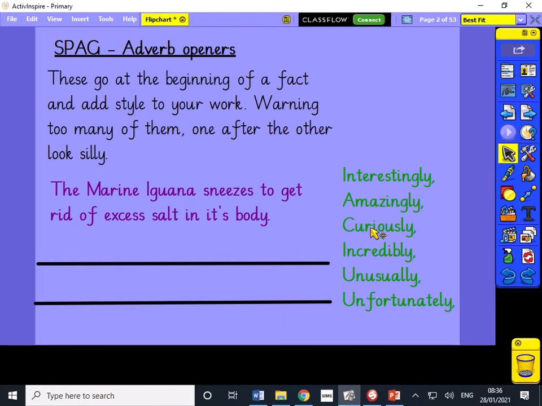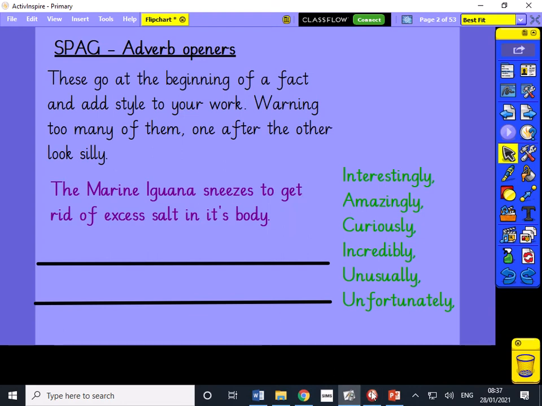I could put curiously, the marine iguana sneezes to get rid of excess salt in its body. Unusually, because it is a very unusual thing to do, to sneeze to get rid of salt in your body. Usually you use your kidneys for that. Unfortunately, that wouldn't really work with this one. So make sure that you pick the right one, that you don't use one that might sound good on its own, but then when we put it with the rest of the fact, sounds a bit silly.